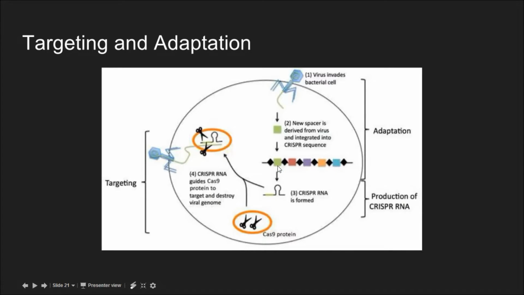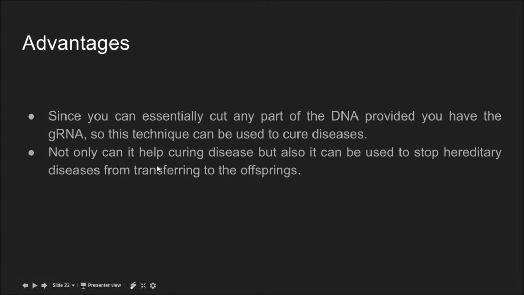After the storing of the CRISPR sequence, CRISPR RNA is formed from the spacer DNA, and the Cas9 proteins are transcribed with the CRISPR RNA to form a CRISPR-Cas complex. This CRISPR-Cas complex again uses targeting to deal with the attacking virus, as discussed in the previous slides.